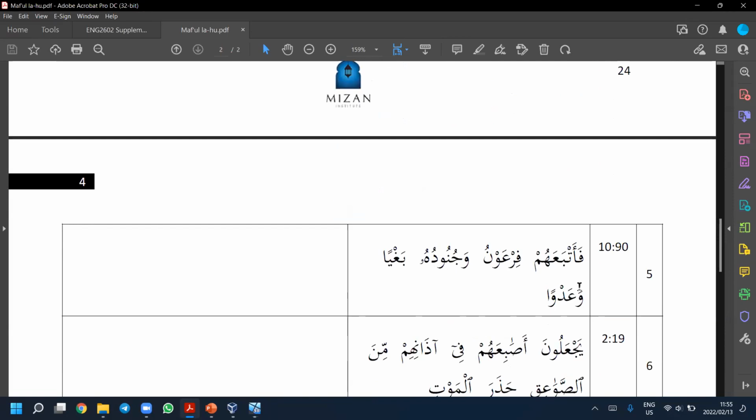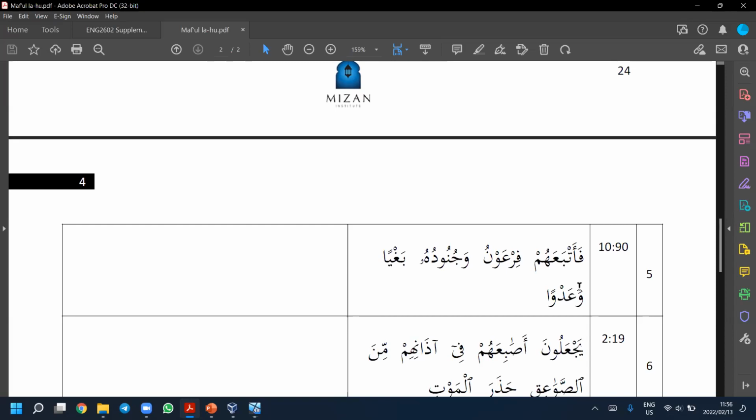Number five: فَأَتْبَعَهُمْ فِرْعَوْنُ وَجُنُودُهُ بَغْيًا وَعَدْوًا. What's happening there? Fir'aun and his armies caused them to follow them, baghyan, out of hatred, wa'adwan, and enmity.